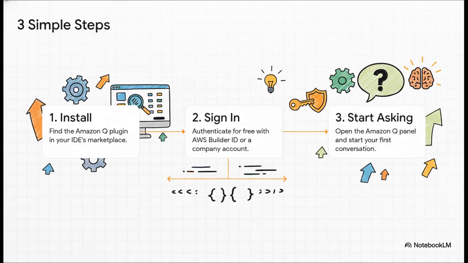Getting started is as simple as 1, 2, 3. Seriously, you just find the extension in your IDE's marketplace and install it. Sign in. You can even use a free AWS Builder ID to get going. And that's it. You open the Q panel and start your first conversation. It's that simple.